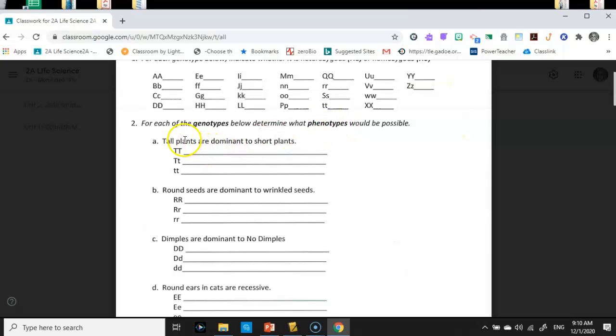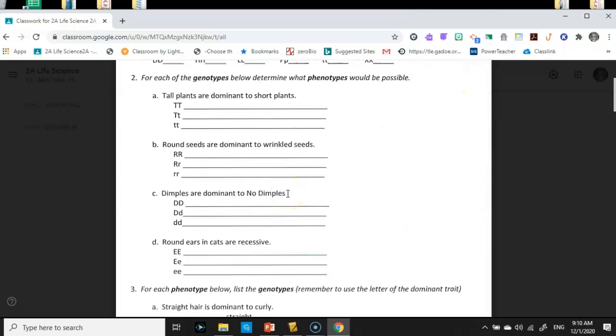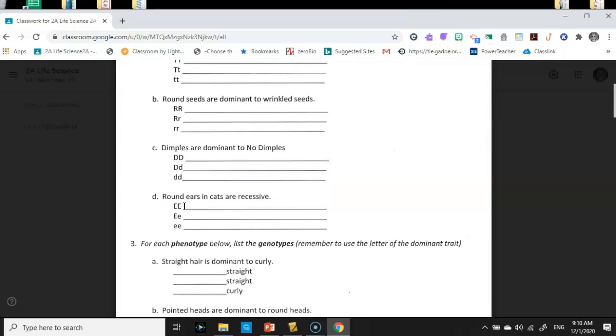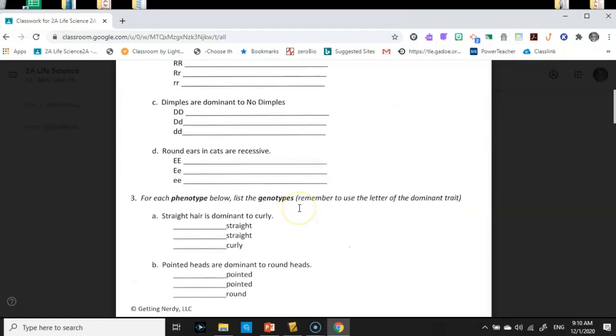What's the phenotype? If tall plants are dominant to short plants, this one is going to give you a tall plant. This one will also give you a tall plant because it's got that dominant allele there. And this is the only time you're going to see a short plant. It tells you what phenotype is dominant and what's recessive. You just have to know if there's a capital letter, it's going to be dominant. If there's no capital letter, it's recessive.